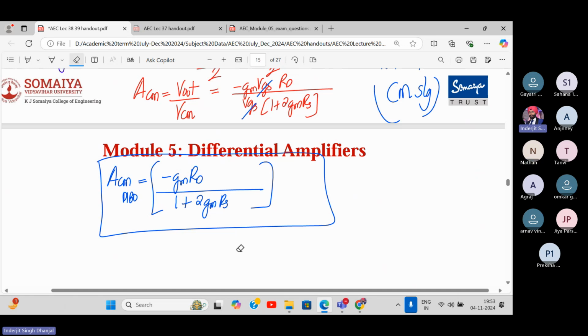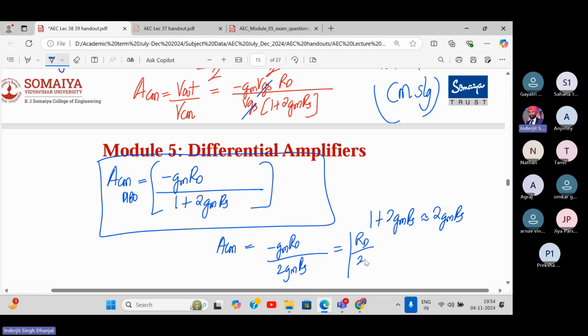Yes, sir. And how can we approximate it? If we approximate 1 plus twice GM RS as approximately equal to twice GM RS, so what do we get? ACM is minus GM RD upon twice GM RS. So that's why we get this formula RD upon twice RS. All right.